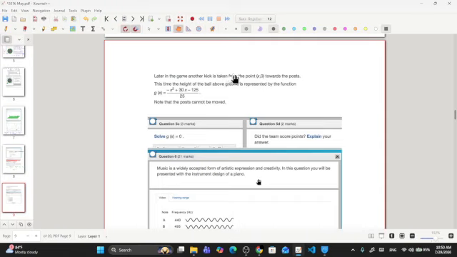Later in the game, another kick is taken from the point x comma 0 towards the posts. This time the height of the ball above ground is represented by the function g of x, just another fancy way of writing y. And g of x equals minus x squared plus 30x minus 125 over 25. Now notice that it says solve for g of x equals 0. So essentially we can write this as 0 equals minus x squared plus 30x minus 125 over 25.